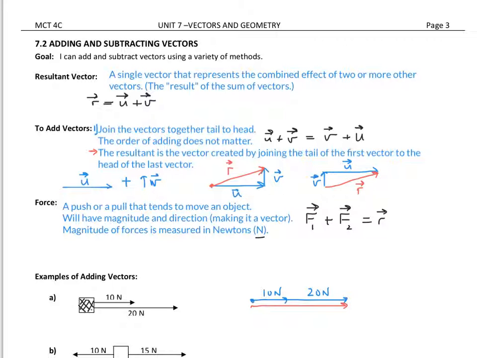So altogether, this one's pretty easy. The resultant here is going to be 30 newtons, because it's just 10 plus 20, and it's heading to the right as well, just like the other two, because we're not changing direction at all. It's still going to the right, or going forward.